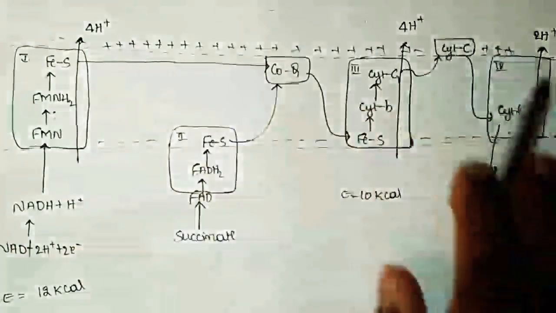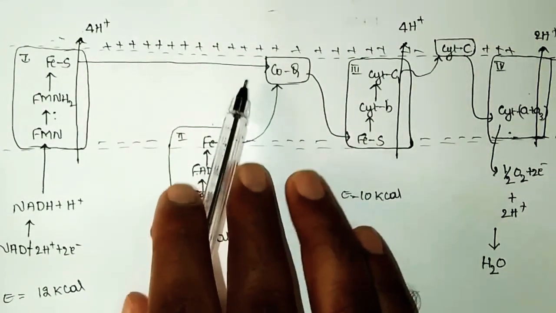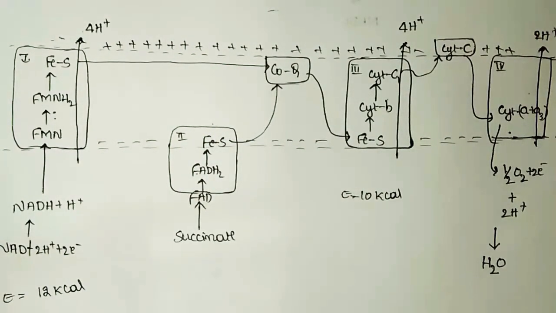And this is the electron transport that occurs in the inner mitochondrial membrane, and that's the whole and sole thing about the mitochondrial electron transport chain.